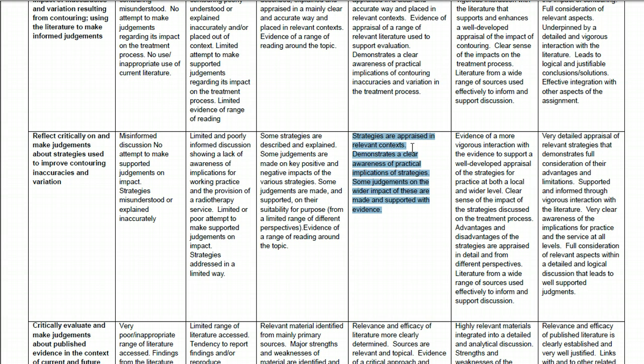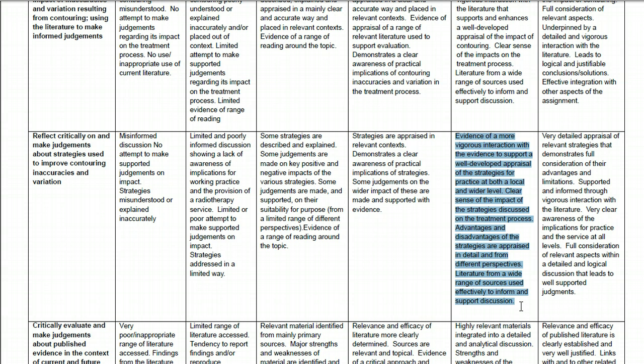So you're talking about the practical implications of it, but what are the wider resource implications that are required to implement these strategies? Looking for a higher grade again. I want evidence, again, more vigorous interaction with the literature to support a well-developed appraisal of the strategy for both practice at a local and a wider level.